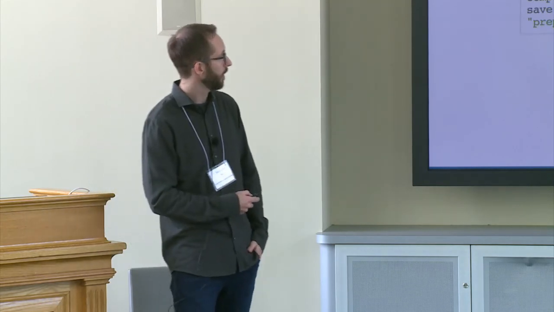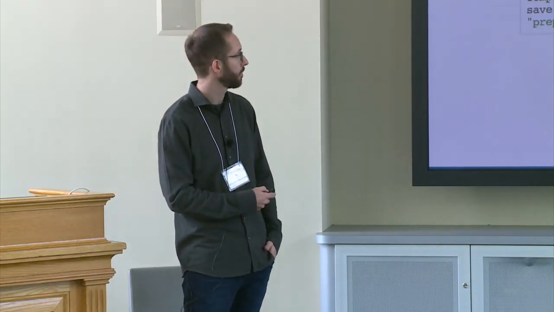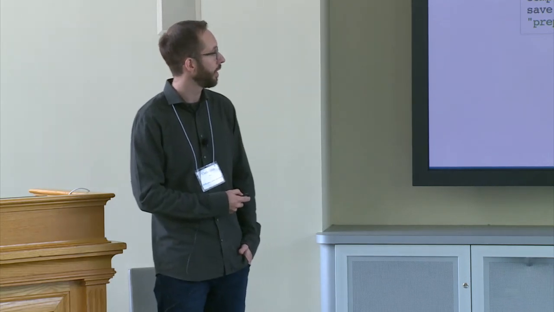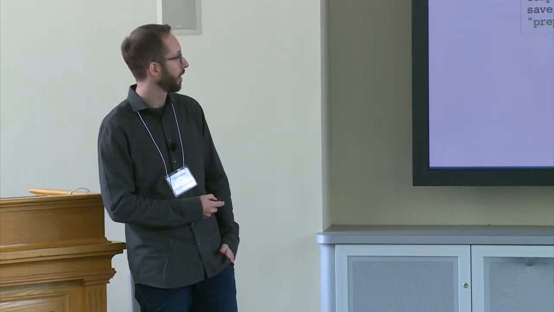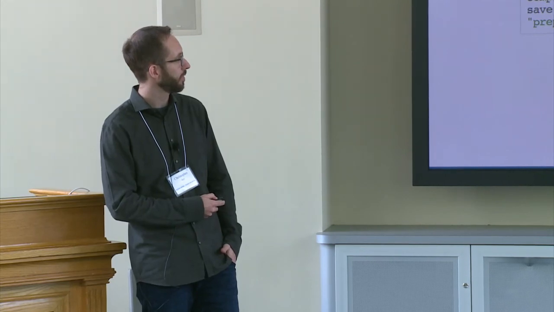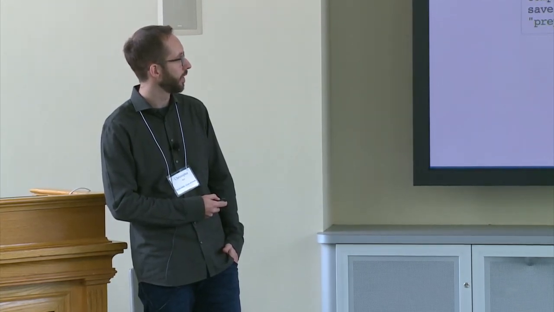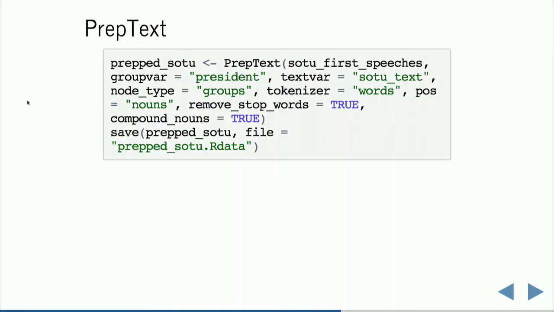Okay, so this prep text function is going to read in a data frame that has a text variable in it. We have to specify the text variable. Here it's called so2text. That's a variable in this data frame. Then remember, we can either do a word-to-word projection or an author-to-author projection. Here we're going to create a projection of the presidents to each other, so the presidents are going to be linked in our network based on how many similar words they use. We have a number of different options. We're going to tokenize by words.